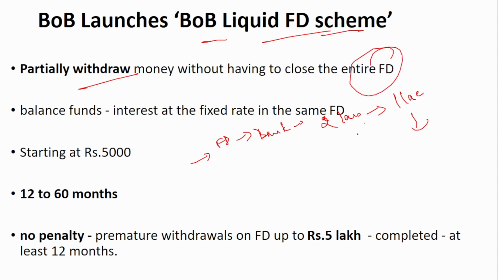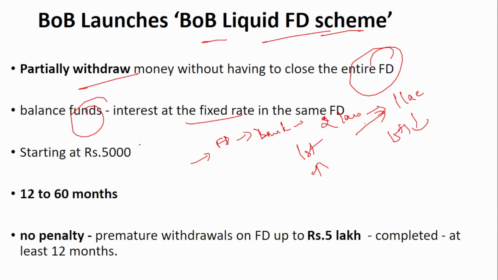You can just withdraw this 1 lakh from the FD. The other 1 lakh will continue to be under the FD itself. You don't have to break the entire FD. You just withdraw the partial money and the remaining amount will continue to be in the FD. So the balance funds earn interest at the fixed rate. Whatever FD rate was applied the first time, say you opened it on the 1st and you are withdrawing the money on the 15th, whatever the FD rate was when you opened the account on the 1st will still be applicable. It will not be reduced or change.